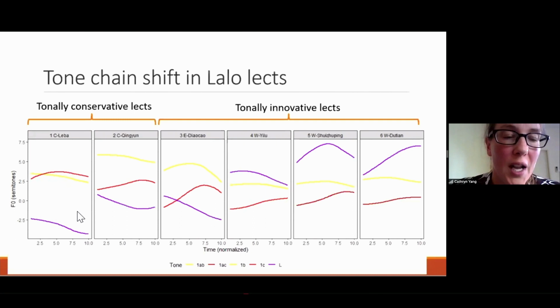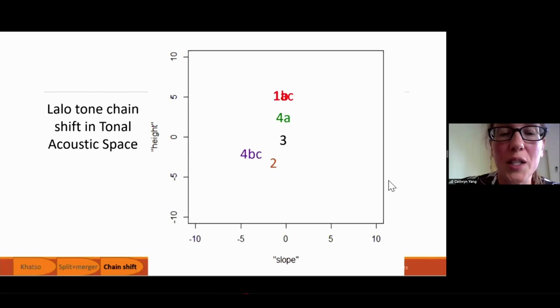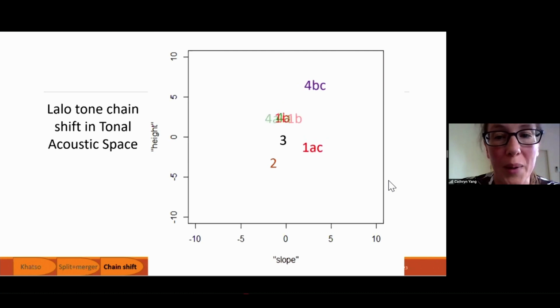What I want you to notice is a gradual pathway of the purple line going up, entering the upper pitch range, becoming high rising, falling, and ending up as a high rising, and tone 1 entering the lower pitch range as a rising tone and then flattening out, and then after voiceless initials going down to merge with mid. So we can depict this with tonal acoustic space. You see 1AC moving to the right and down as 4BC moves up from low falling to high falling, then to high rising, with 1B merging with 4A. So you can see the tones moving in a clockwise direction.